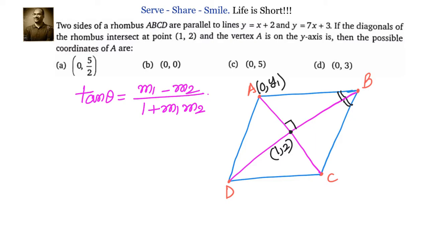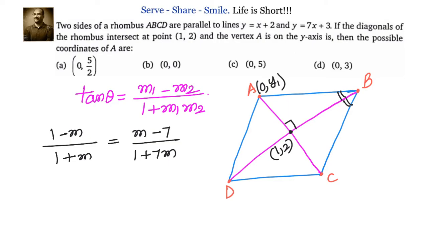Let us say the slope of BD is m. Now we will substitute in the formula and equate these two angles. We will have (1 minus m) divided by (1 plus m) equals (m minus 7) divided by (1 plus 7m). We can do cross multiplication and simplify for the m value. So (7m plus 1) into (1 minus m) is equal to (m minus 7) into (m plus 1).